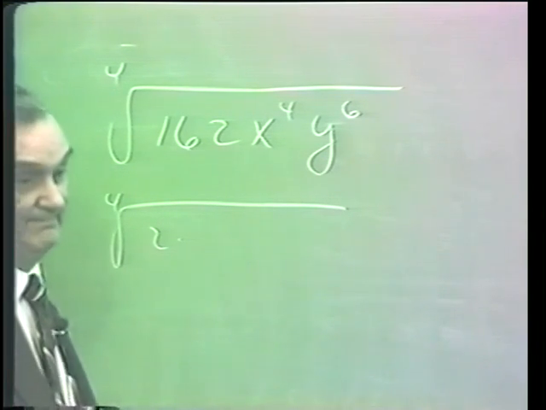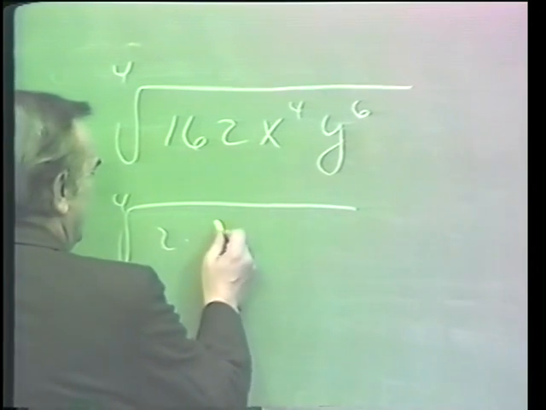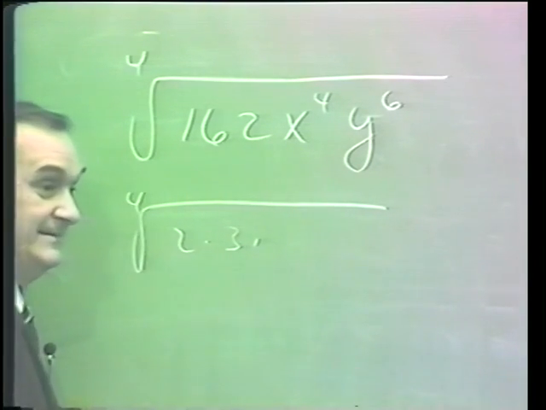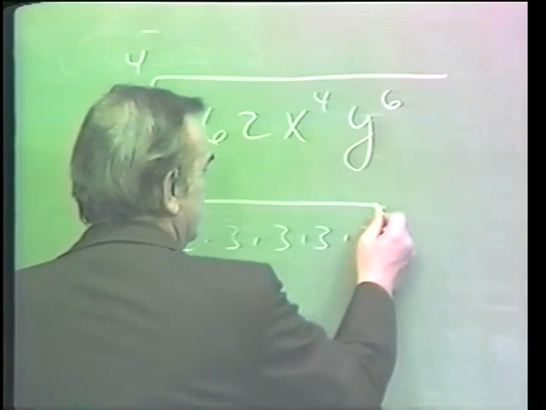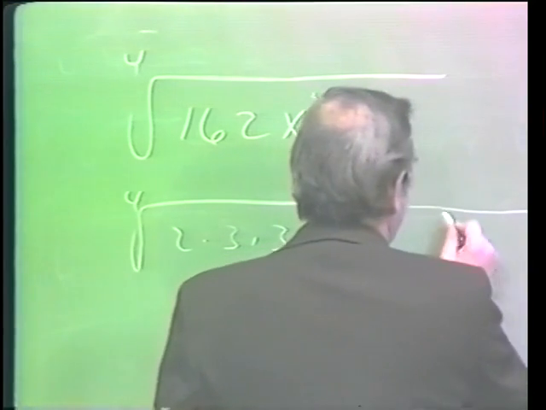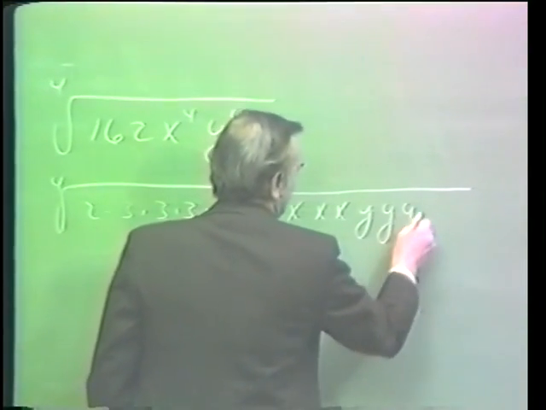But we have 81. 3 divides into 81, and we get 3 times 27. 27, well that's 3 times 3 times 3. Our x's. We have 4 x's and 6 y's.